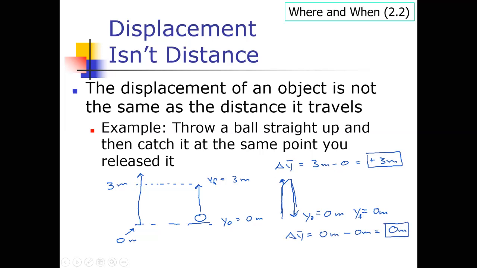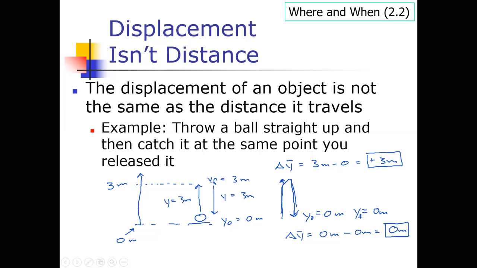Now, with that said, obviously the ball moved. It covered a certain distance. Displacement describes just the initial and the final position. But let's consider this here. The ball traveled up, and then it traveled back down. On the upward pathway, it traveled a total distance of 3 meters, and on the downward pathway, it traveled a total distance of 3 meters as well.